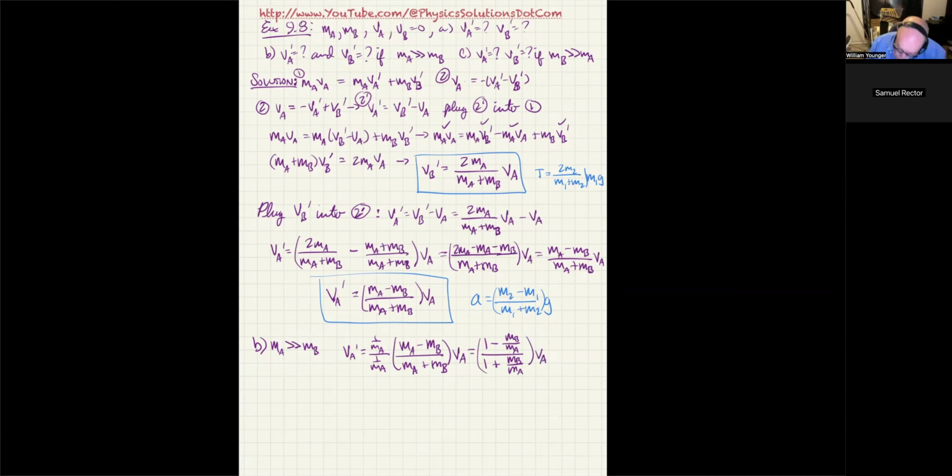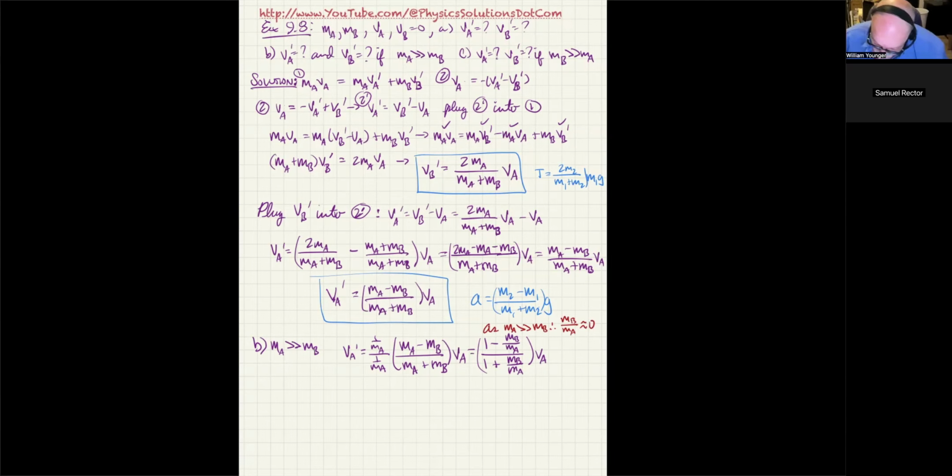But in the limit, I'll write it like this, as MA is much, much greater than MB, MB over MA is approximately equal to zero.